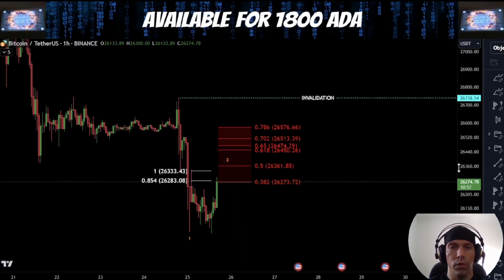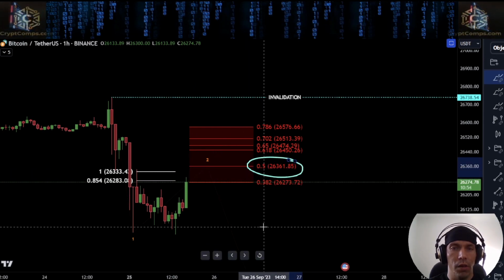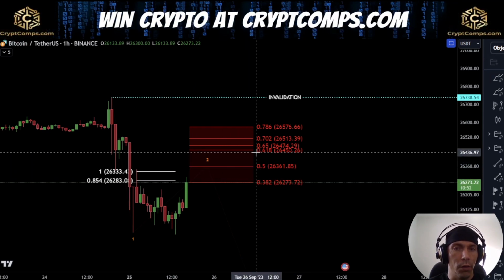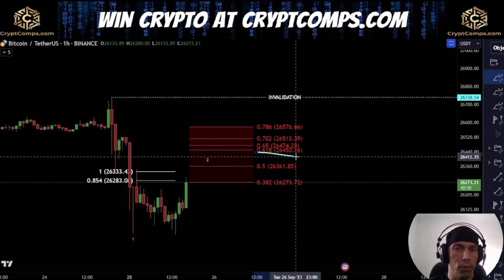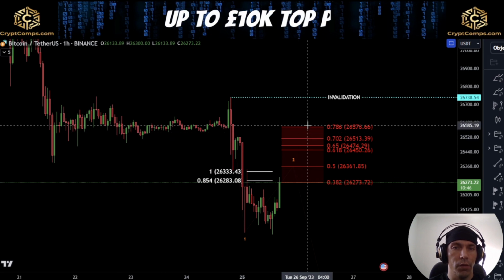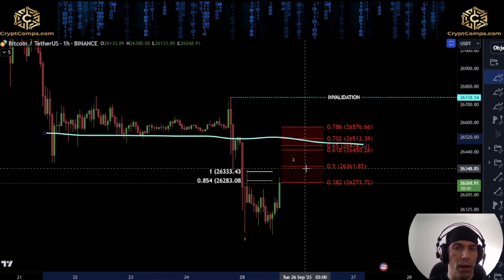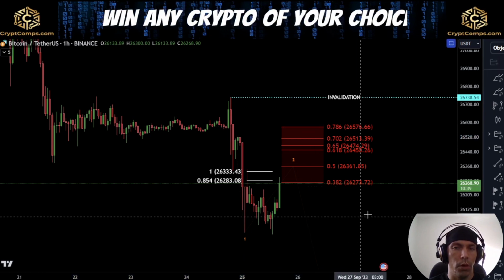But if we do look to see this push up a little bit higher here, I will be keeping an eye on this 26,361, and then if that area fails, we do have 26,450 that could potentially offer us resistance. If this does look to push all the way back up here, I'm going to be watching this level here as a potential retest before looking for that breakdown.